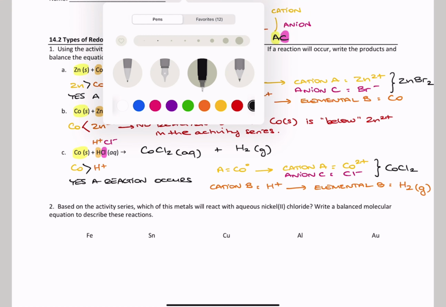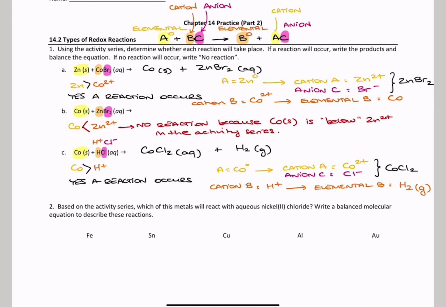Then we need to be sure that the equation is balanced. We have 1 cobalt on each side, but we have 2 H's and 2 Cl on the right side. Therefore, we're going to place a 2 in front of HCl for the equation to be balanced.